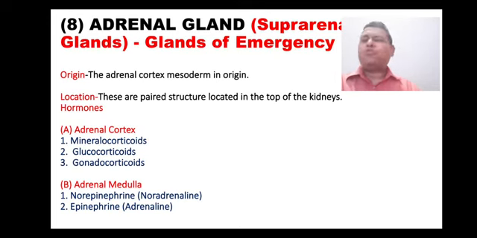Hormones of the endocrine glands: hormones of the adrenal cortex. All hormones of the adrenal cortex are synthesized from cholesterol, and corticosteroids are grouped into three categories: mineralocorticoids, glucocorticoids, and gonadocorticoids.